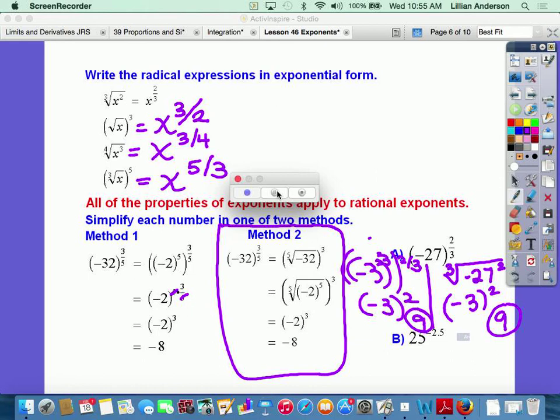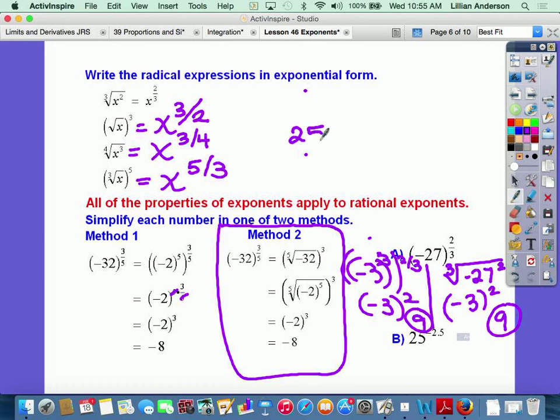With B, why don't we go ahead and make the exponent positive? To do that, what do we have to do? To make this positive, put 25 to the negative 2.5 over 1. So if I made it into a fraction, then I would flip it to make it positive. Okay, so now I no longer have any negative exponents. Now, how can I rewrite 2.5 as a fraction? 5 over 2.